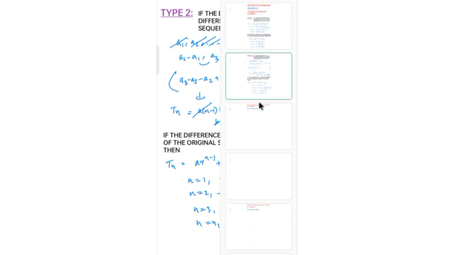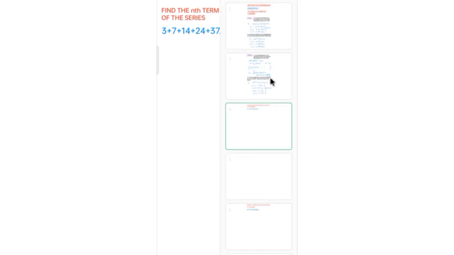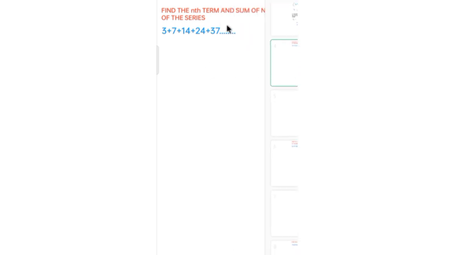So let us look into one example. I took 4 examples basically of each model. So let us try that. So this is the example. In the question, he has asked us to find the nth term and the sum of n terms of the series 3 plus 7 plus 14 plus 24 plus 37 plus so on.